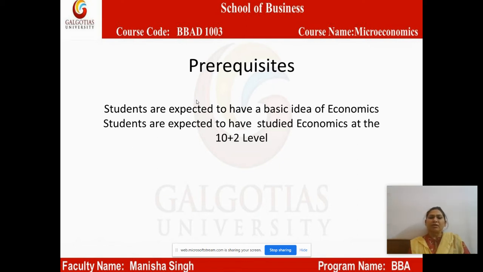Of course, those students who have studied economics at the 10 plus 2 level would have a slight advantage, because they already have exposure to the concepts, and these concepts would not sound very new or very complicated to them, as compared to newer students who have never studied economics, or who are coming from the science background or any other stream.